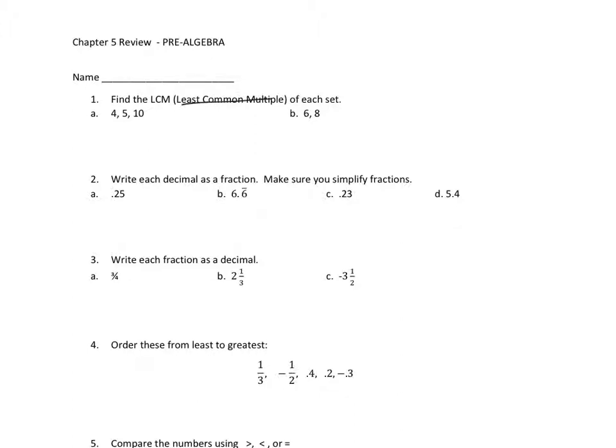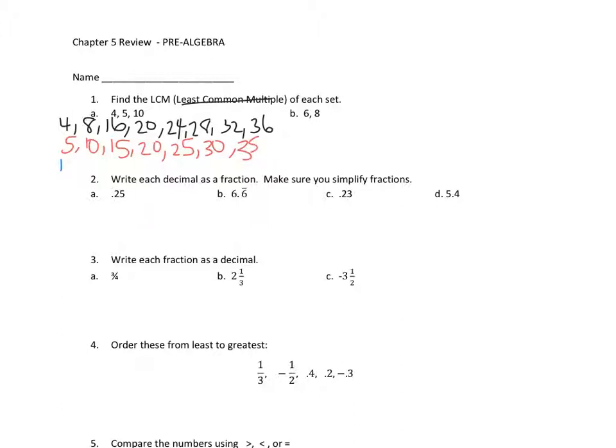So all I'm going to do is list out the multiples of 4, and then list out the multiples of 5 and then 10, and see which one is the lowest they have in common. So 5 is 5, 10, and we use multiples to find common denominators for fractions, so it's important. And then 10 is 10, 20, 30, 40. But I can see right now that the lowest number that they all have in common is 20, so the answer is 20.